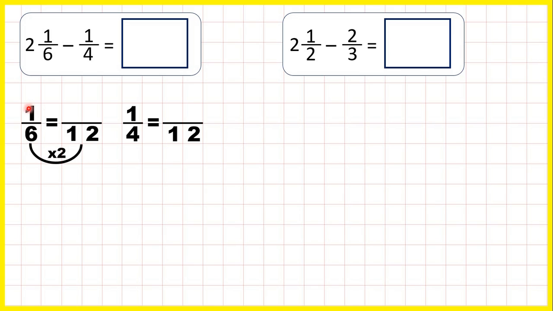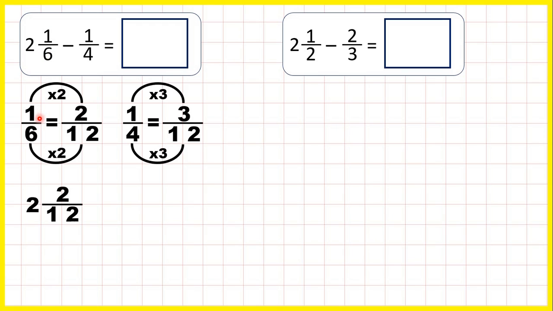6 times 2 is 12, 1 times 2 is 2. Now 4 times 3 is 12, 1 times 3 is 3. So we can rewrite our question. Instead of 2 and 1/6, we can have 2 and 2/12, and instead of subtracting 1/4, we can subtract 3/12.